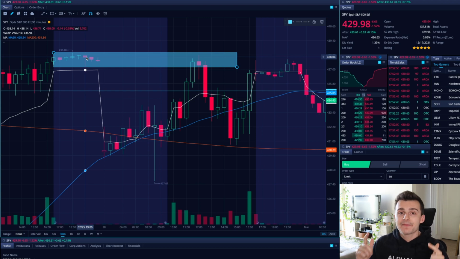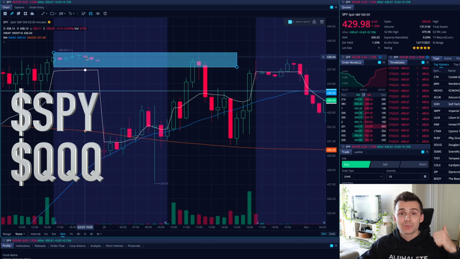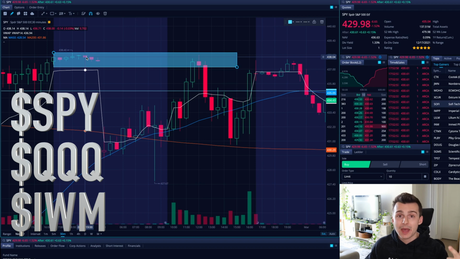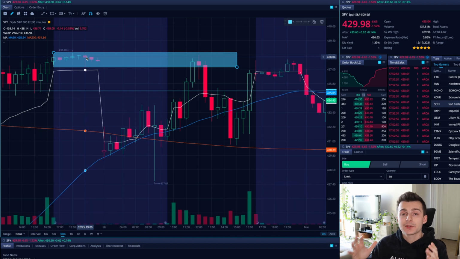But this is the gap fill strategy, and it is one of my favorite strategies to look for. It happens all the time. It can happen in penny stocks, it can happen in large cap stocks, and it happens all the time across the S&P, QQQ, IWM, even UVXY, volatility products. There are plenty of tickers, plenty of stocks to pick from when it comes to this strategy.